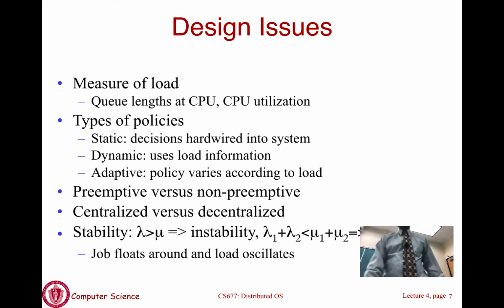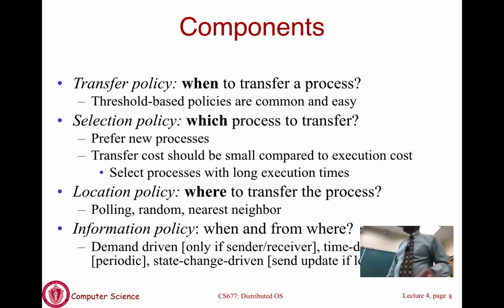Now we can start thinking of policies, and you will see some policies that might have better properties than others. When I say a distributed scheduling policy, it's going to have 4 components to it. The first component is transfer policy, which says when to transfer a process. When should the process be moved from machine I to machine J? We are going to use simple threshold base, as we'll see on the next slide.